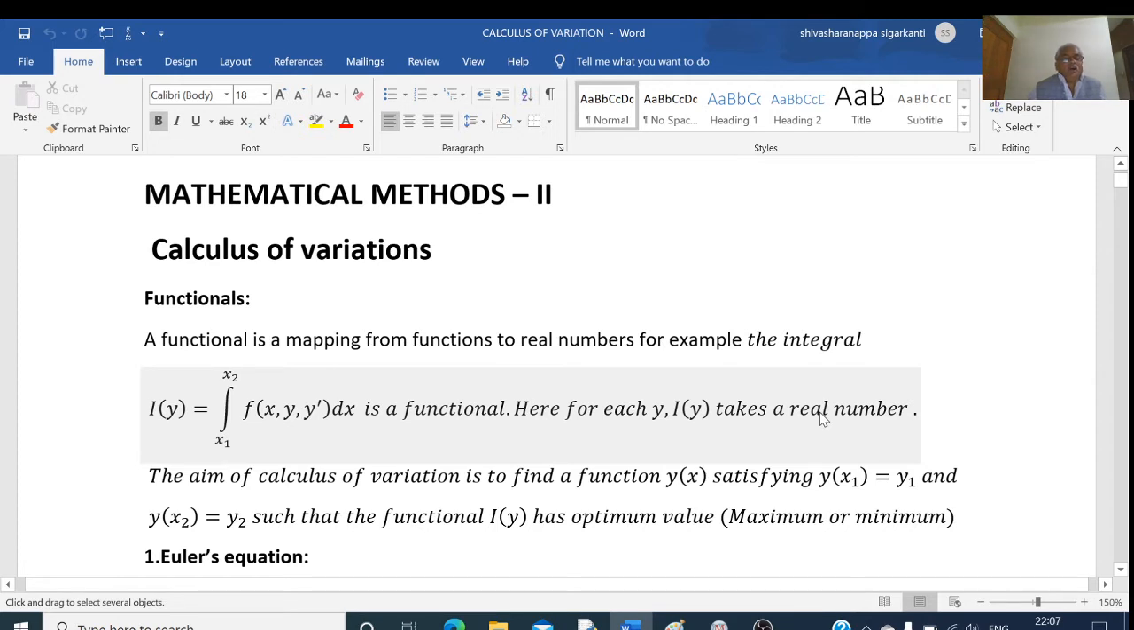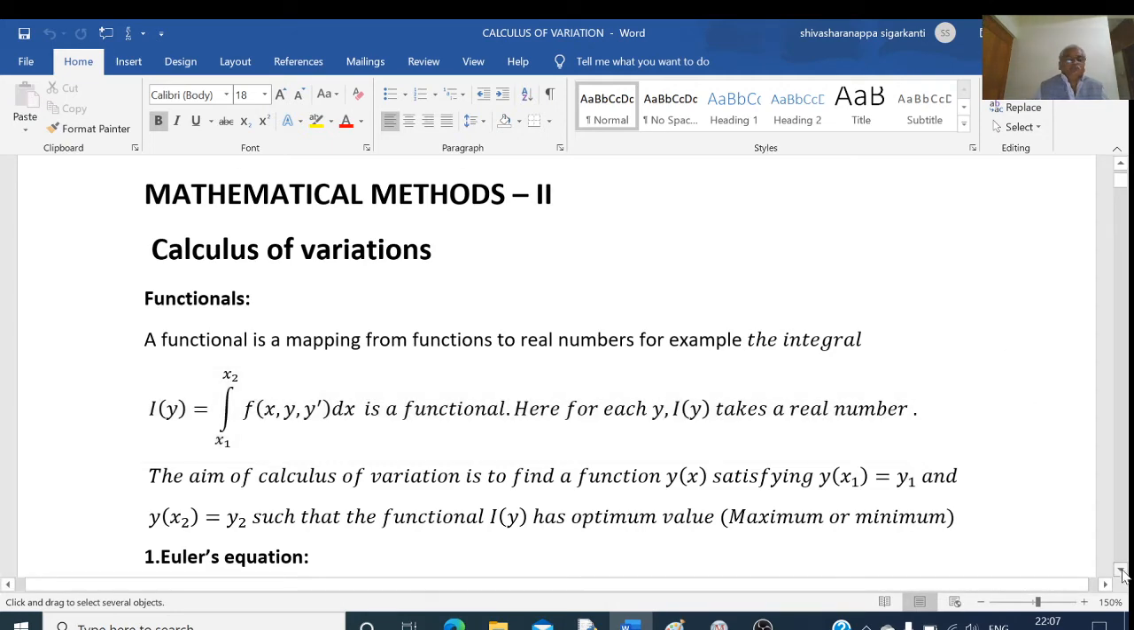The aim of calculus of variation is to find a curve y of x, or a function y of x, satisfying y of x1 equal to y1 and y of x2 equal to y2, such that this functional has an optimum value, that is, maximum or minimum.